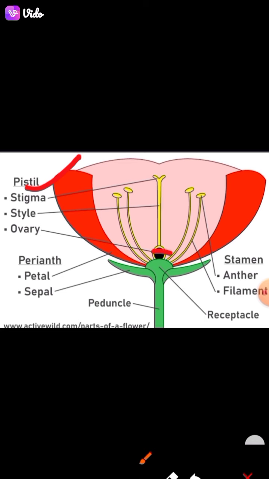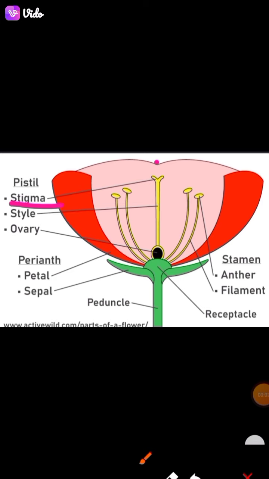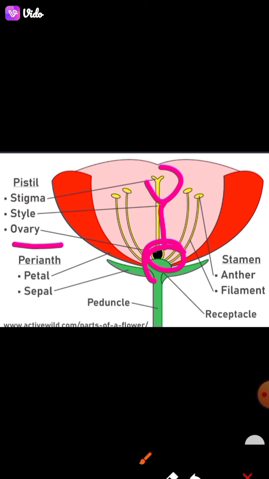The ovary is often supported by a long style and topped by a stigma. The mature ovary is a fruit and the mature ovule is a seed. Here the stigma serves as the landing platform for the pollen grains, whereas the style is the elongated slender part beneath the stigma, and the ovary is the bulged part of the pistil. Inside the ovary is the ovarian locule, or a cavity.